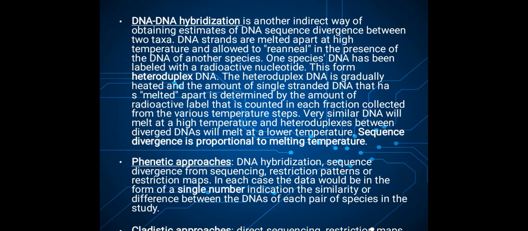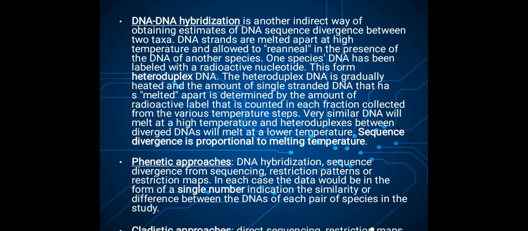DNA hybridization is another indirect way of obtaining estimates of DNA sequence divergence between two taxa. DNA strands are melted apart at high temperature and allowed to reanneal in the presence of DNA of another species. One species' DNA has been labeled with a radioactive nucleotide. This forms heteroduplex DNA. The heteroduplex DNA is gradually heated, and the amount of single-stranded DNA that has melted apart is determined by the amount of radioactive label that is counted in each fraction collected from the various temperature steps. Very similar DNA will melt at a high temperature, and heteroduplexes between diverged DNA will melt at a lower temperature. Sequence divergence is proportional to melting temperature.